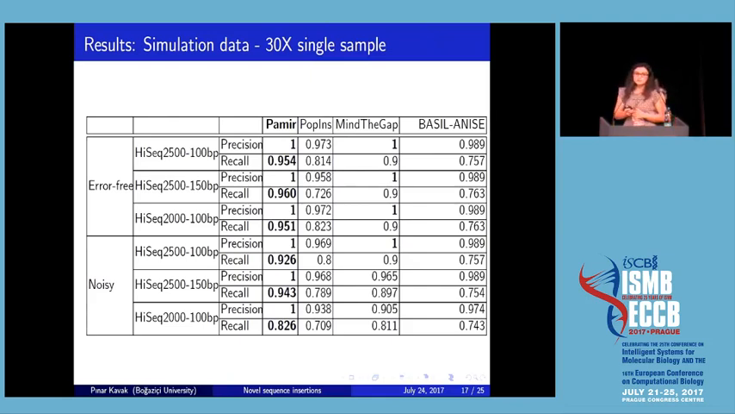Here are the results of Pamir, Poppins, MindTheGap, and Basil and Anise on the single high-coverage genomes. Best results are shown in bold. We can say that Pamir outperforms the existing tools in all of the cases, in both precision and recall, except for the first 4 data sets, where MindTheGap has equal precision with Pamir.